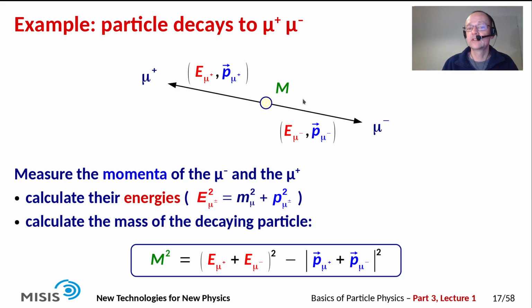Imagine you have a particle of mass m that decays into a mu plus and a mu minus. You measure the momenta of the mu plus and the mu minus. You can then calculate the energy because you know it's a muon, you know the mass of the muon, so you can calculate the energy from the momentum, and you can calculate the mass of the decaying particle. Well, you should take the square root here in order to actually get the mass.